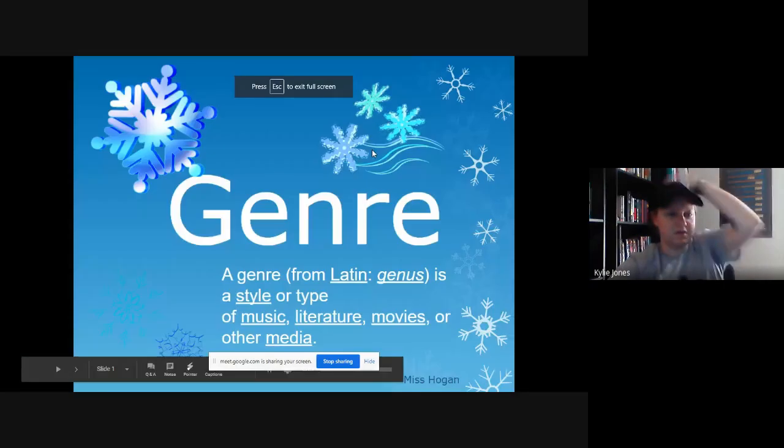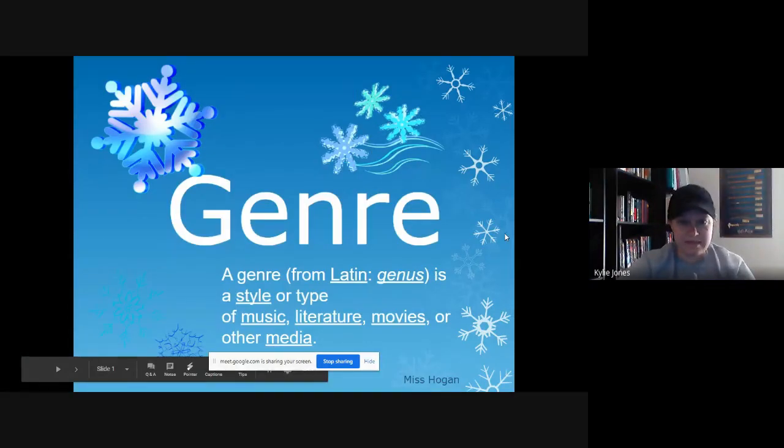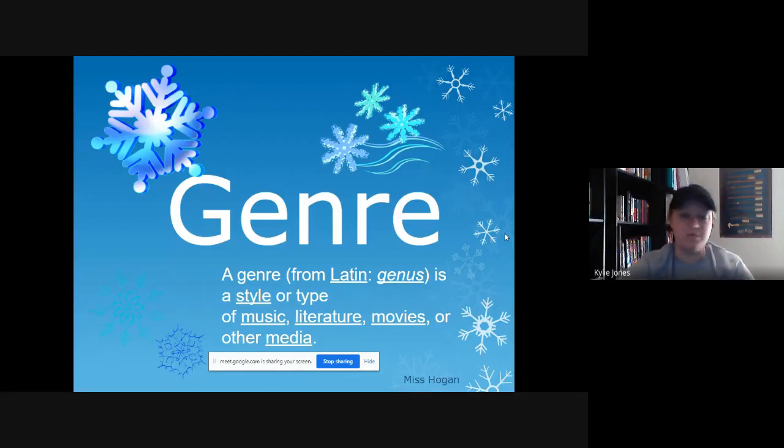Let's start with what a genre is. A genre is a style or a type of music, literature, movies, or other media. In this case, since we're talking about reading, we're only going to talk about the literature portion of it, which is anything that's written. So the two major types of genres in literature are fiction and nonfiction, and then there are categories underneath both of those.